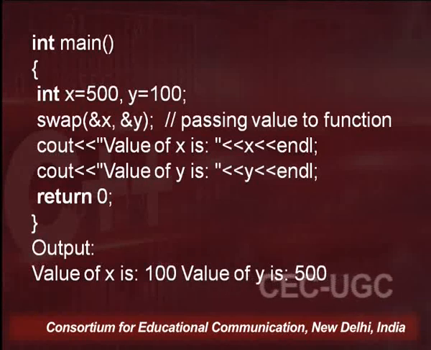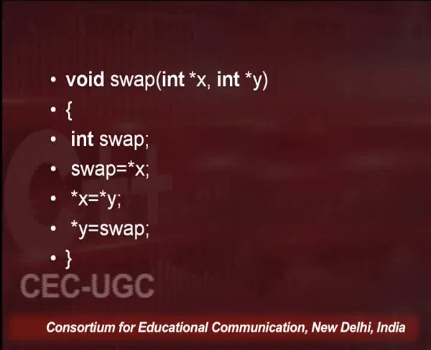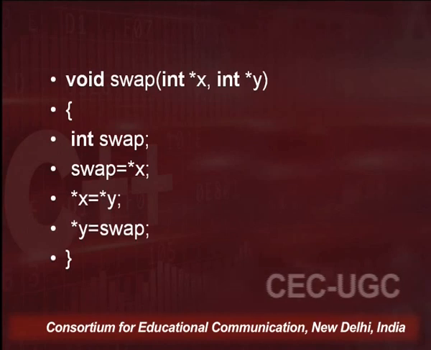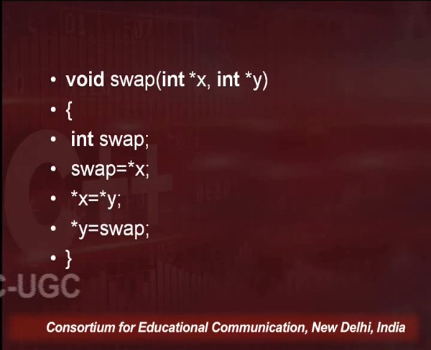Now here what will happen? The swap function is being called. So the moment the swap function is being called, those addresses will be stored here. And now please look at the code and try to understand what is happening.